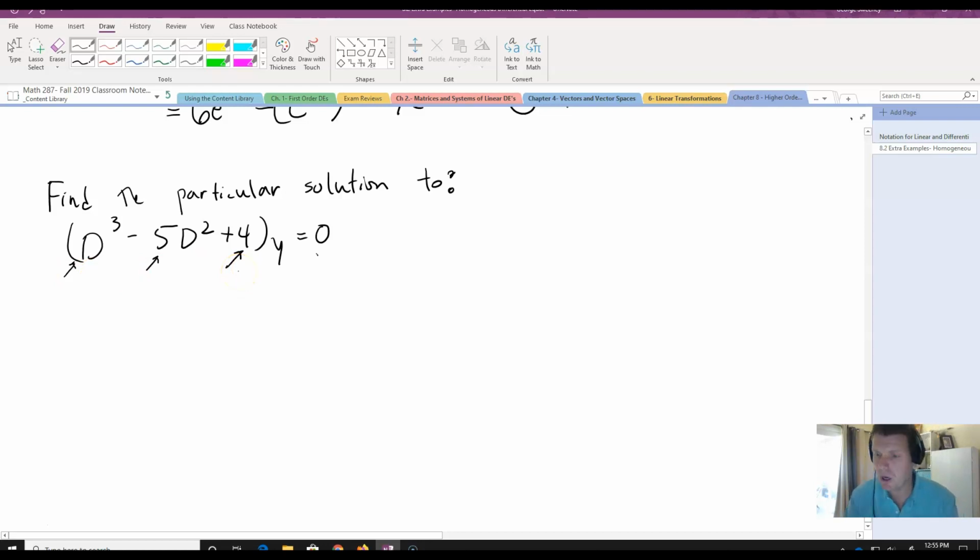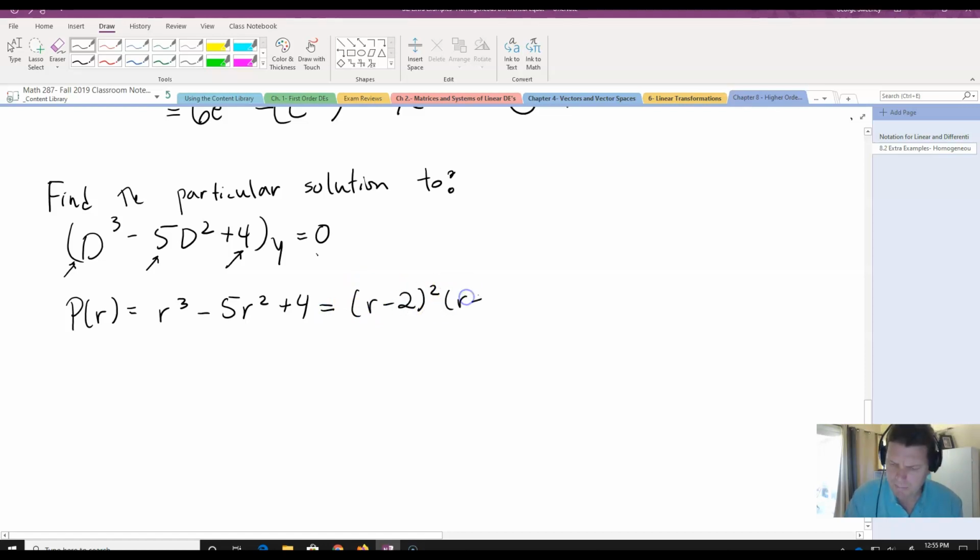And just for the sake of ease, you can utilize SymbolLab or Wolfram Alpha or some other kind of computer program in order to simplify this polynomial. But we've got P of r equals r cubed minus 5r squared plus 4, which ends up equaling (r minus 2) squared times (r plus 1). Now, the multiplicity of the root r equals 2 is 2. So we're going to end up with r equals 2, with a multiplicity m equal to 2, and we're going to have r equal negative 1.